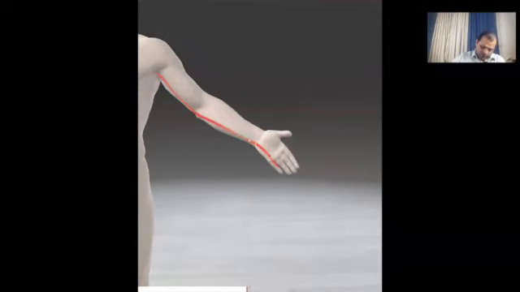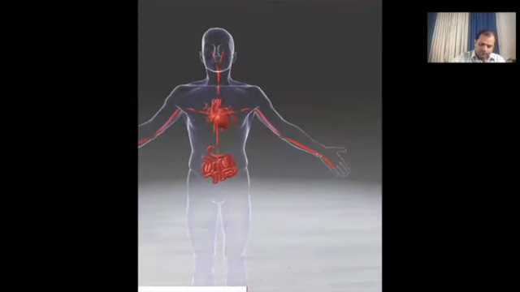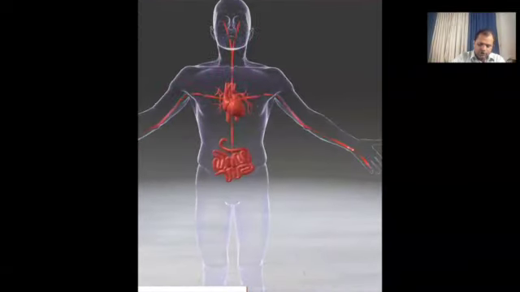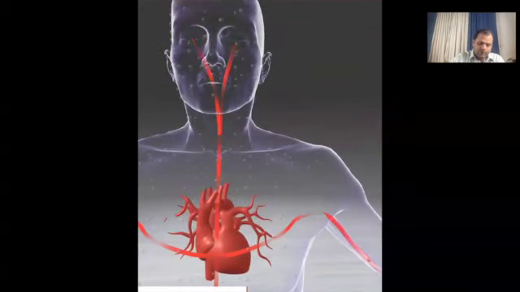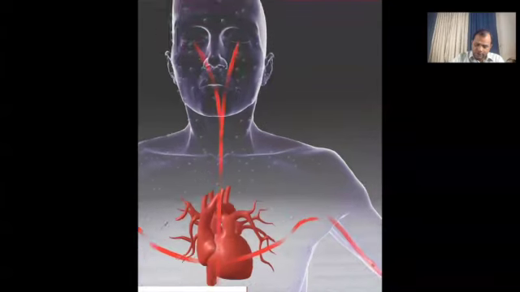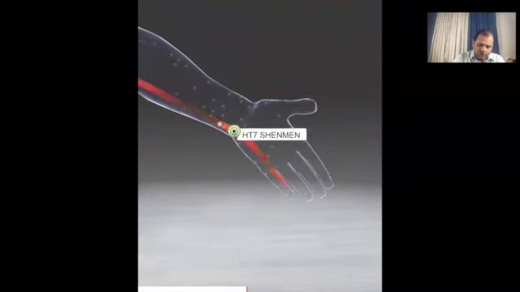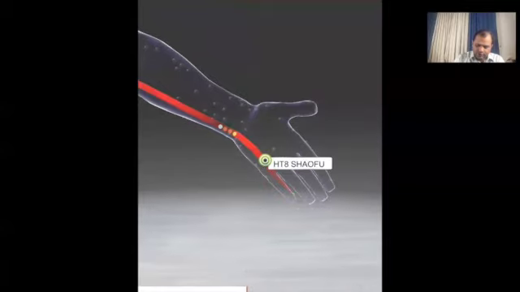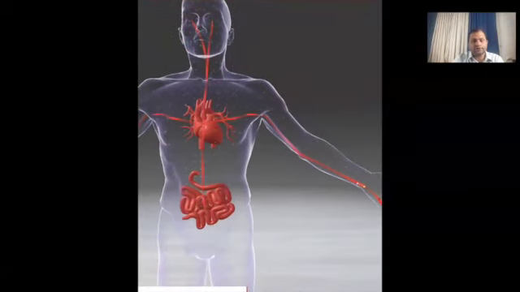So if you see the heart channel, this is the heart channel. You can see how the heart channel passes through the heart and goes to the upper part, and also supplies the hand region. So we are treating the heart channel here, heart 7, heart 8, and heart 9. And this heart channel is very important.